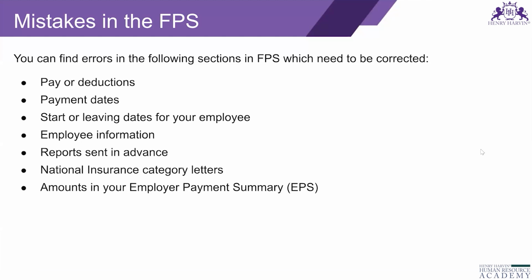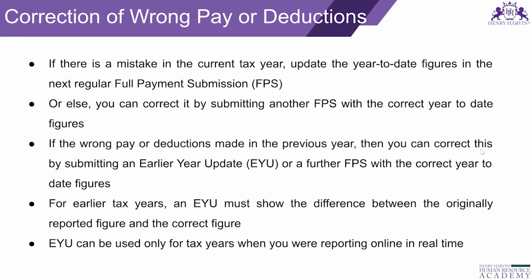In EPS, what you send are statutory payments, so that could be incorrect. Correction of wrong pay or deductions: if there is a mistake in the current tax year, update the YTD figures in the next regular full payment submission, the FPS, and submit it. Or else you can correct it by submitting another FPS with the correct year-to-date figures.